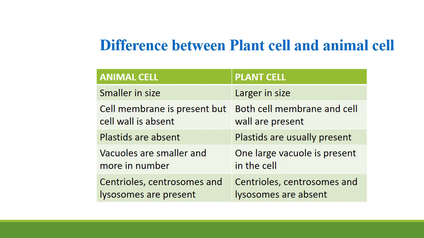Now we'll discuss the difference between animal cell and plant cell. First, animal cells are small in size as compared to plant cells. Animal cells have a cell membrane but no cell wall, but in plants, both the cell membrane and cell wall are present. Plastids are generally absent in animal cells but present in plant cells. Vacuoles are very small or few in number in animal cells but large in plant cells. Centriole, centrosome and lysosome are present in animal cells but are completely absent in plant cells.